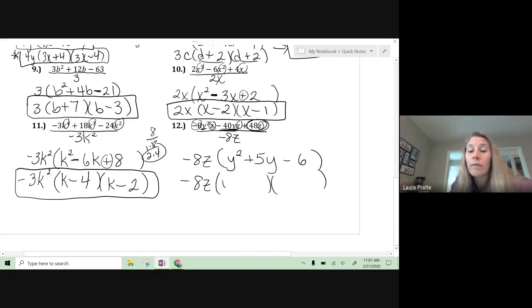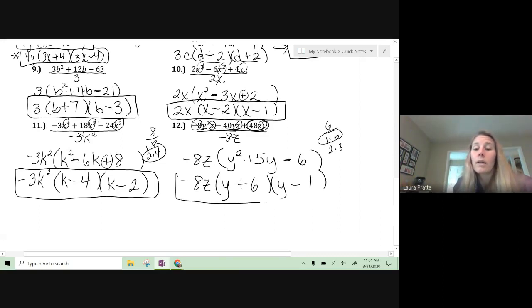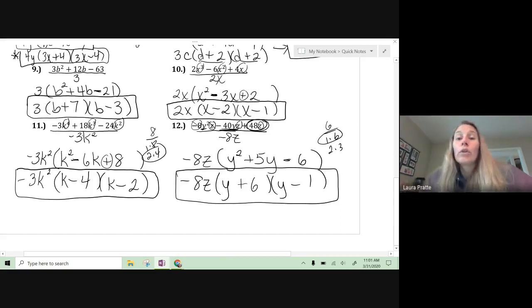We look to see if we can factor it into two smaller binomials. The two factors of 6 that subtract to get 5 are 6 and 1, positive 6 minus 1. And that is how you factor out a GCF first and then finish factoring, and that is what it's called when you factor completely.